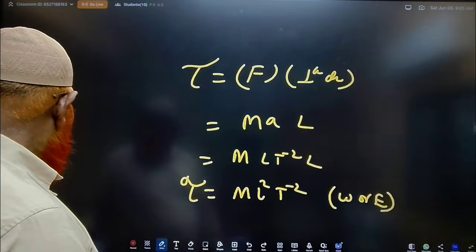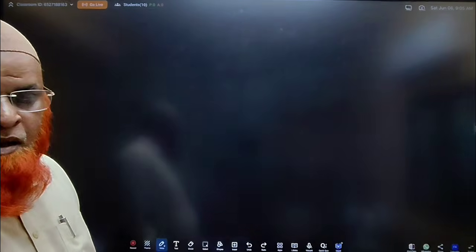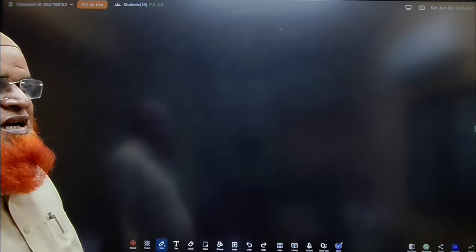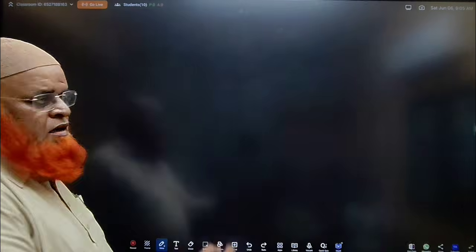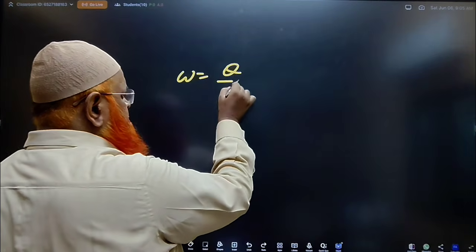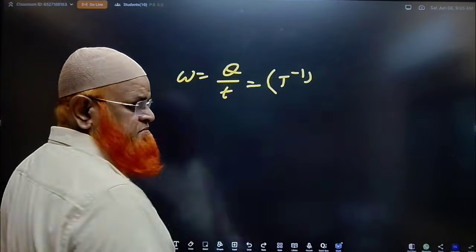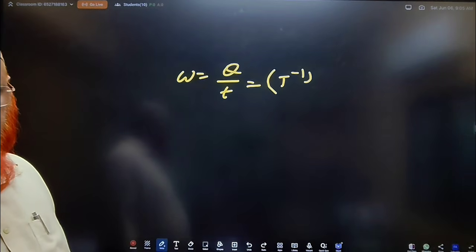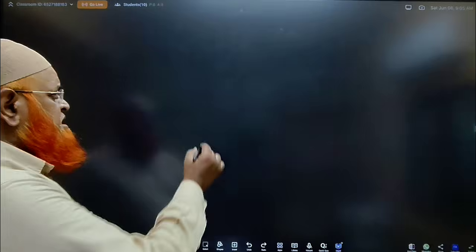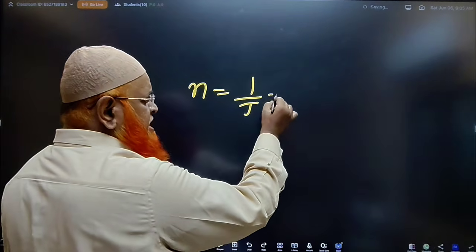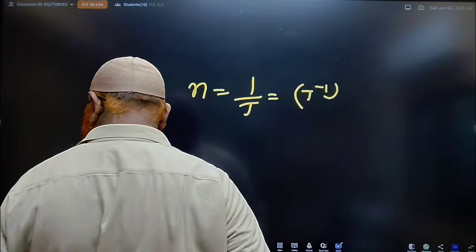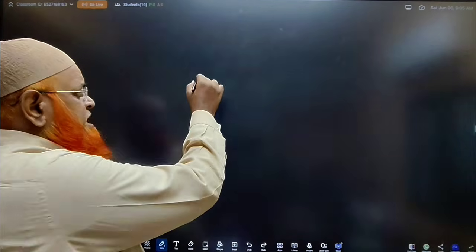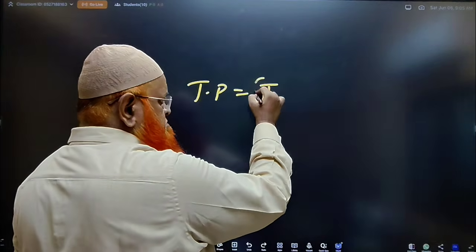Leave it. Next. Angular frequency. Angular frequency is omega. So angular frequency is nothing but theta by t, which is t power minus 1. Frequency. See, frequency is nothing but the reciprocal of time period, so t power minus 1. Next. Time period. Time period is nothing but t only.